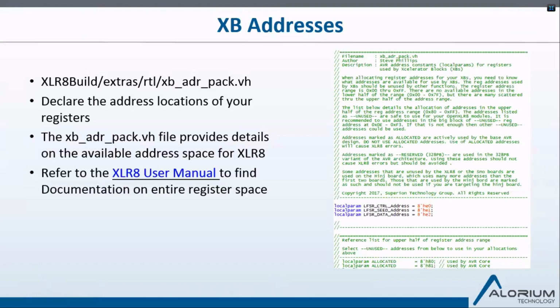This file also is kind of a wall of green. There's a lot of comments. We can't show them all here because there's so many, but basically for all the available address space, we list which addresses are available for use in OpenXLR8 and which are not. There are some addresses that are used by the AVR core. There are some that are used by Snow or Hinge in those cases, since they have additional features beyond what the standard AVR does. And so in those cases, they use some additional addresses. But it just indicates in there which addresses you can use and not use. There are many, many addresses available, so no one should have a problem running out of addresses.